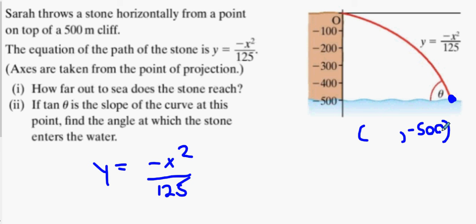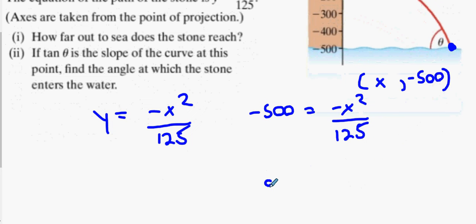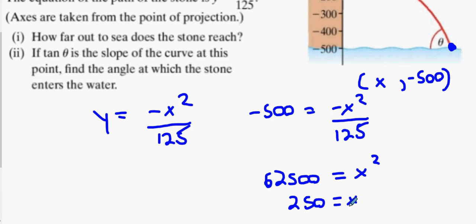Something minus 500. Okay? So what can I do with the y value? Replace it with minus 500. And then we're going to cross multiply and figure out what the x value is. So 125 times 500 is 62,500. So 62,500 equals x squared. I think if you square root that, you get 250. You do get 250. Now, how far out to sea were you before you hit the water? 250 meters to the right and 500 meters down.